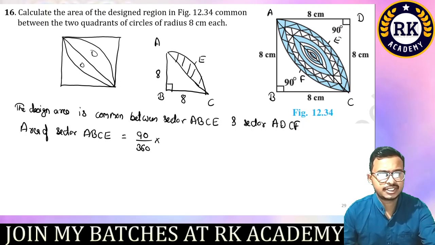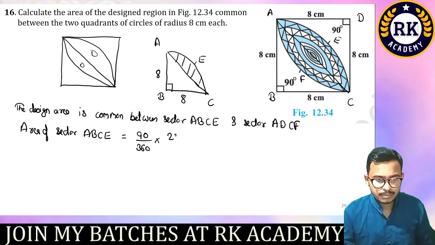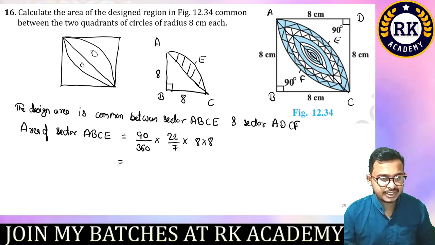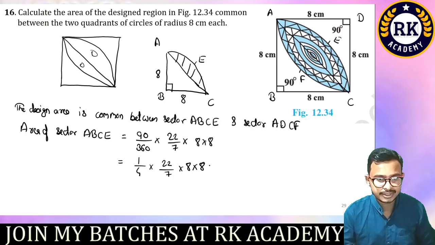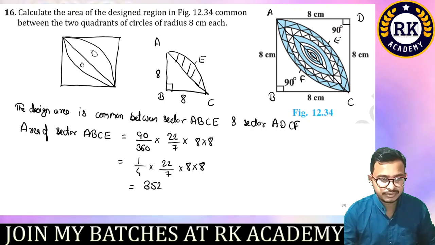So pi, what is given in the question? It's 22 upon 7 into, what is my radius in the given question? It is 8 centimeter. So let us find this. It will be 9 4s are 36, 8. Okay, so area of sector ABC means this whole portion from here, how much will the area of this whole portion of the figure be? So it will be 352 upon 7 centimeter square.